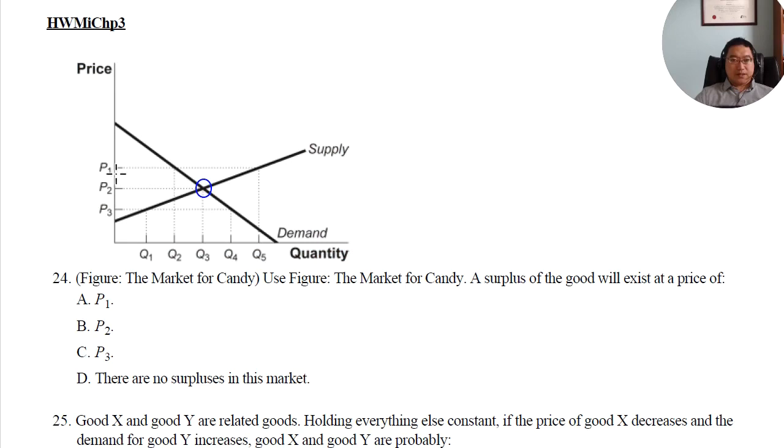And then at P1, we have quantity supplied at Q5, a very high quantity. Quantity demanded is only Q2, and that is less than Q5. So you will have a what? Surplus. The quantity demanded is much less than Q5. So that is easy. And that's questions 19 to 24 for homework 3.